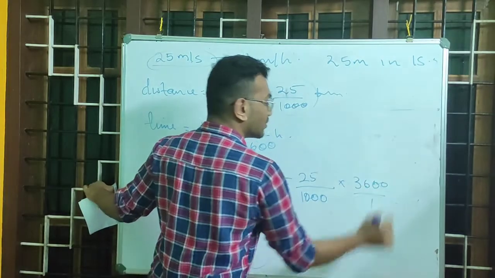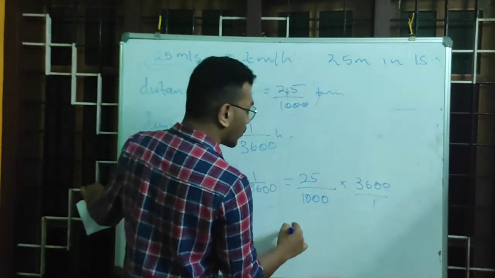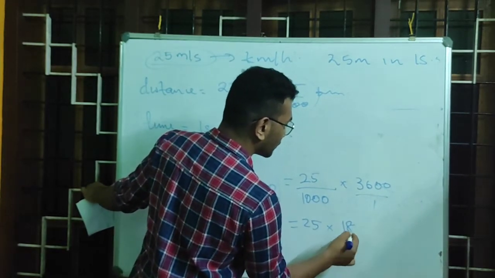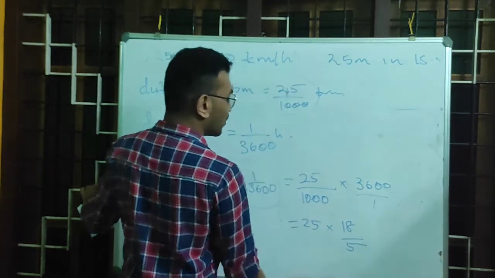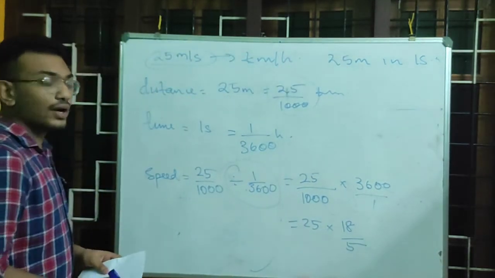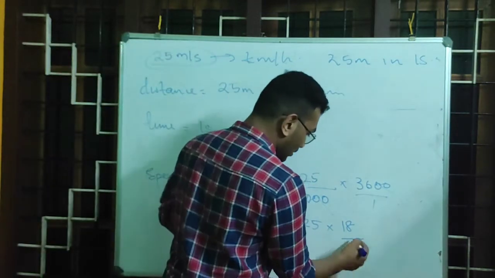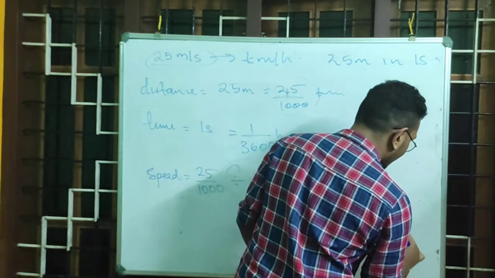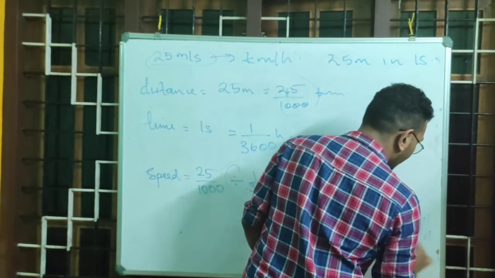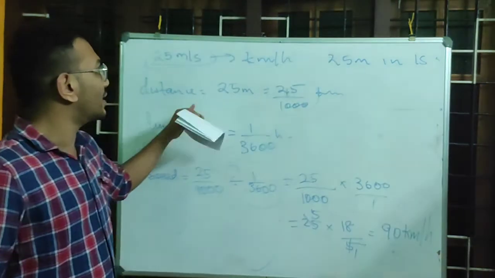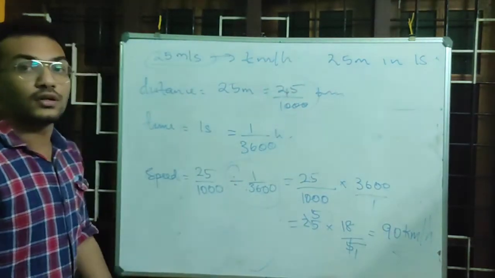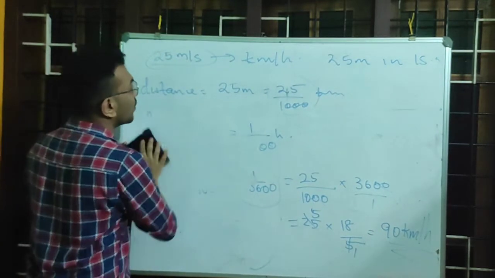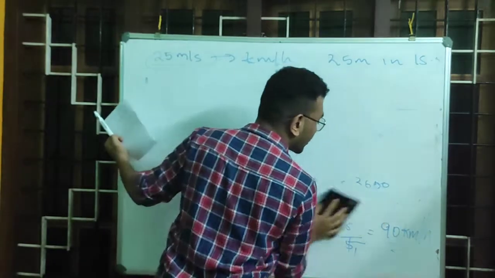So let's simplify it. It is 25 into 18 by 5. So 5 into 5, that is 5 into 18, 90 kilometer per hour. We have converted meter per second to kilometer per hour. From this, what general formula can we write right now?